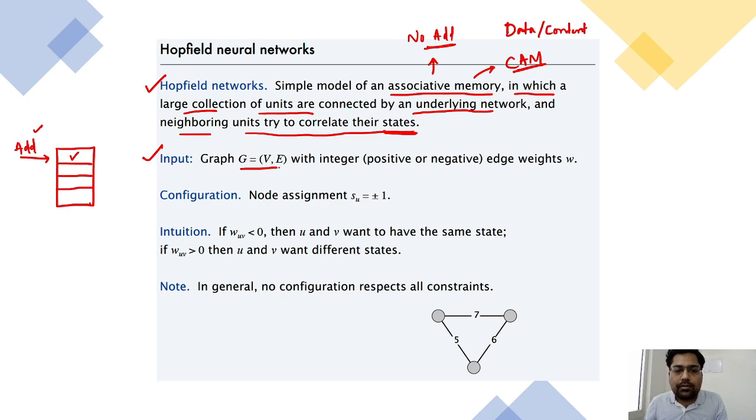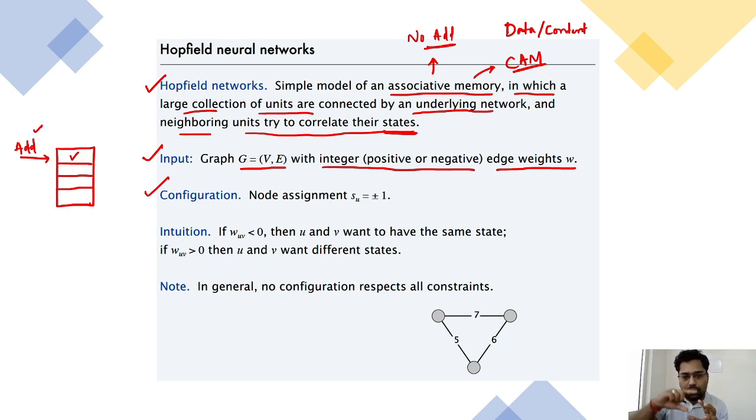There is a graph with V and E. V is a set of vertices, E is a set of edges, for the graph with integer, positive or negative, edge weights. The weight we are going to assign to the edge should be a positive or negative weight. That we have already discussed. It's a weighted graph basically we are discussing, a weighted undirected graph, you can say.